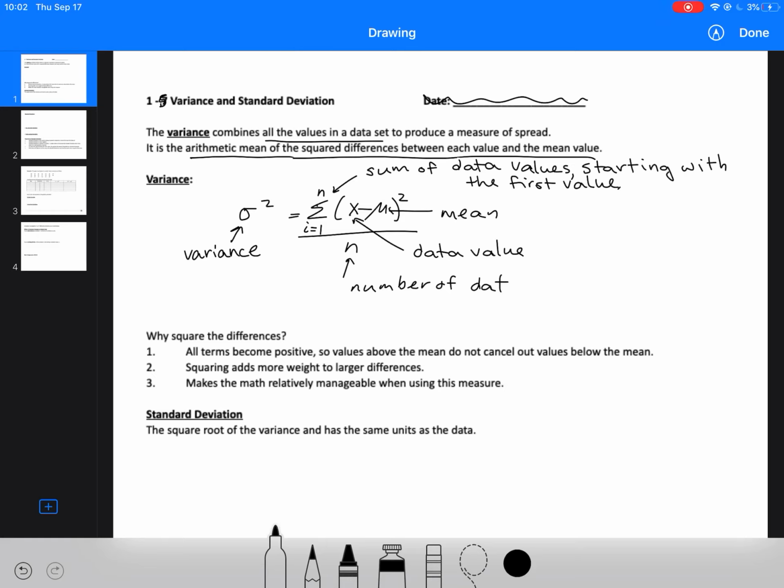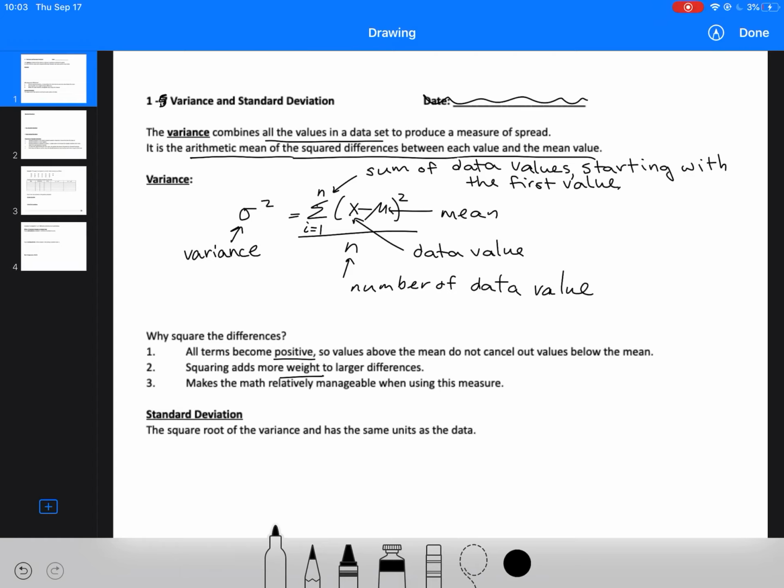So we're looking for a measure of how far apart each data value is from the mean. So why do we square the difference? A couple of reasons. One, all the terms become positive, so the values above the mean don't cancel out values below. Two, squaring adds more weight to larger differences. And three, it makes the math relatively manageable when you're using this measure.